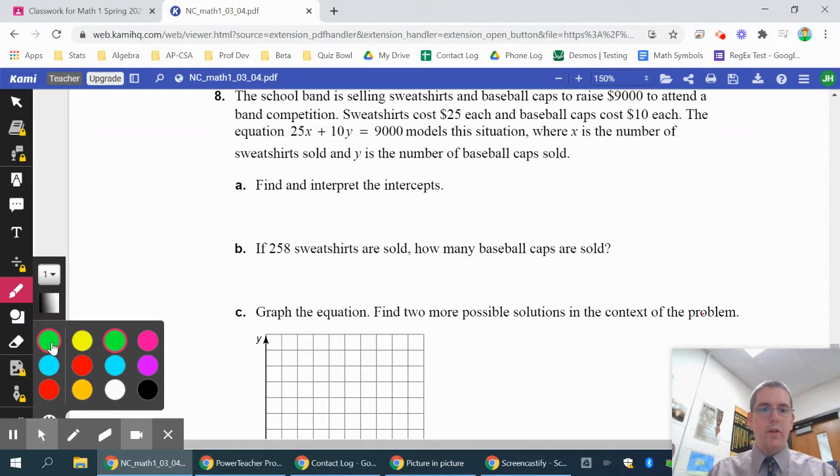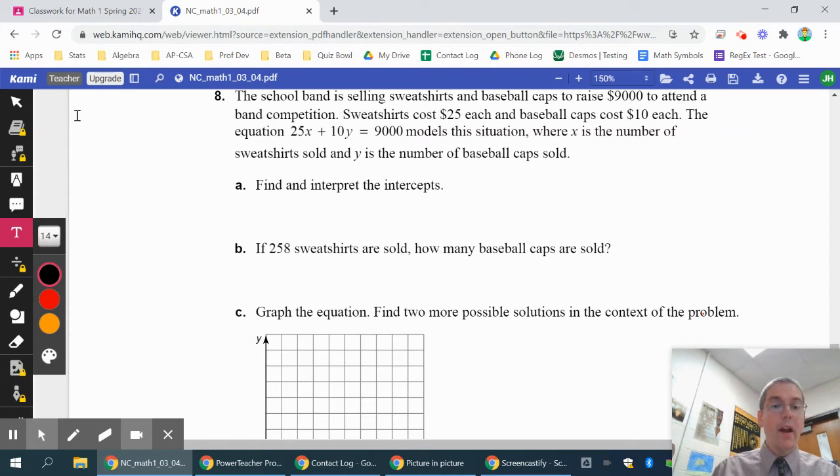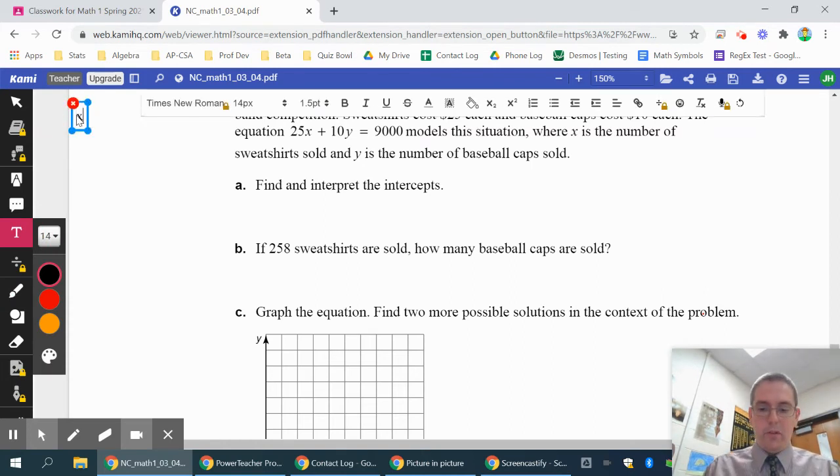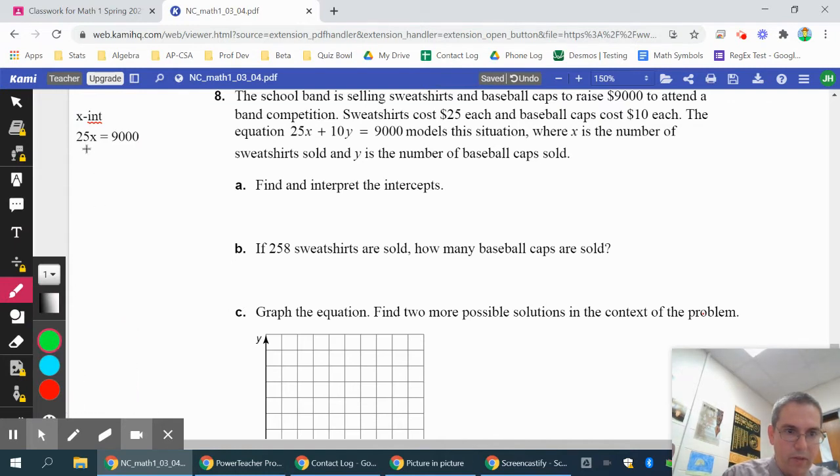Okay, what we're going to be doing on this one is finding x and y intercepts. Again, for number 8, I'm going to start with my x-intercept. For my x-intercept, I would just do 25x is equal to 9,000. I basically get rid of my y. So now I will divide both sides by 25. I can divide this by 25, and then also divide this by 25.